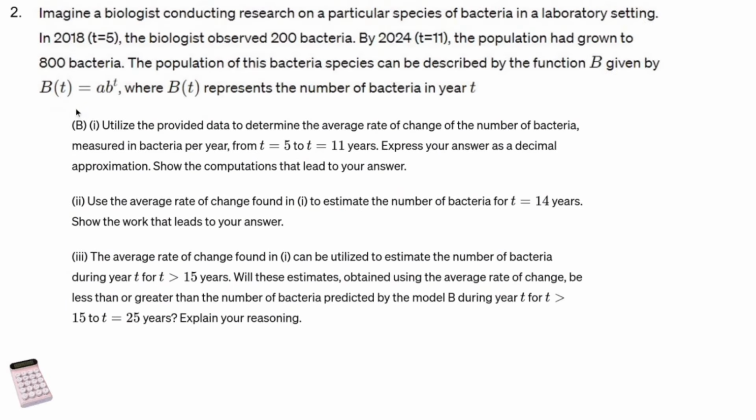Part 2. Same question. Utilize the provided data to determine the average rate of change of the number of bacteria, measured in bacteria per year, from 5 to 11 years. Well, fortunately, we're given 5 to 11 years, so that makes life easier. Express your answer as a decimal approximation and show the computations that lead to your answer.